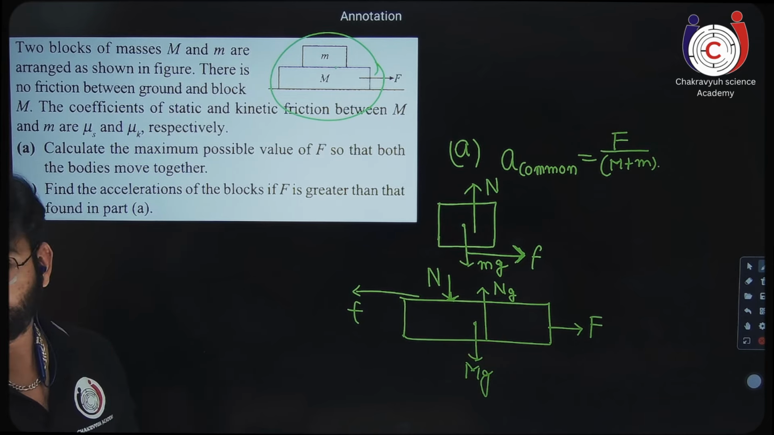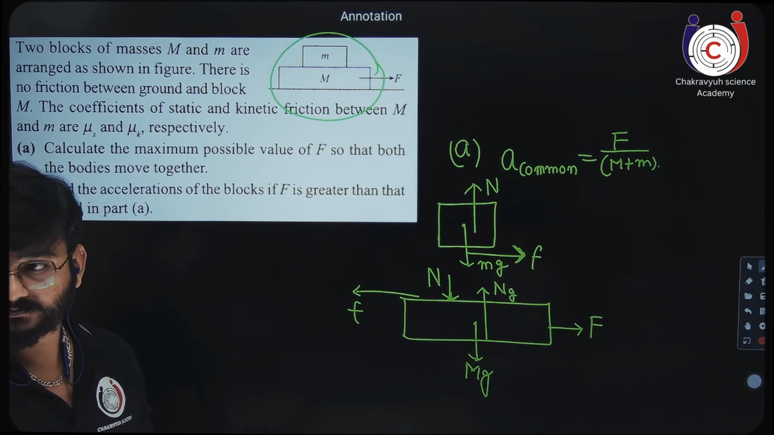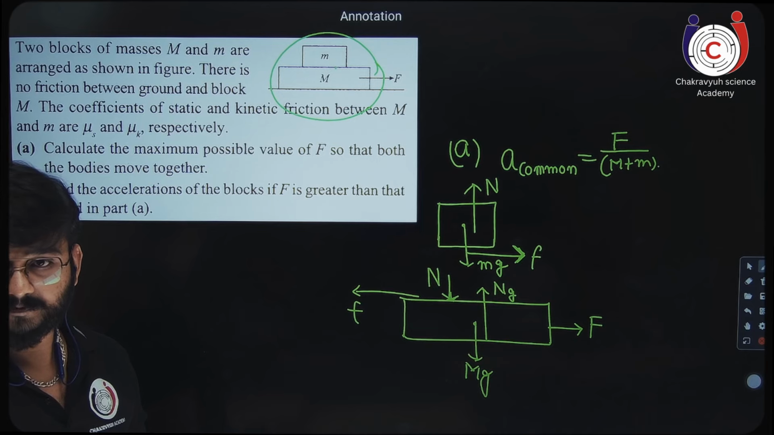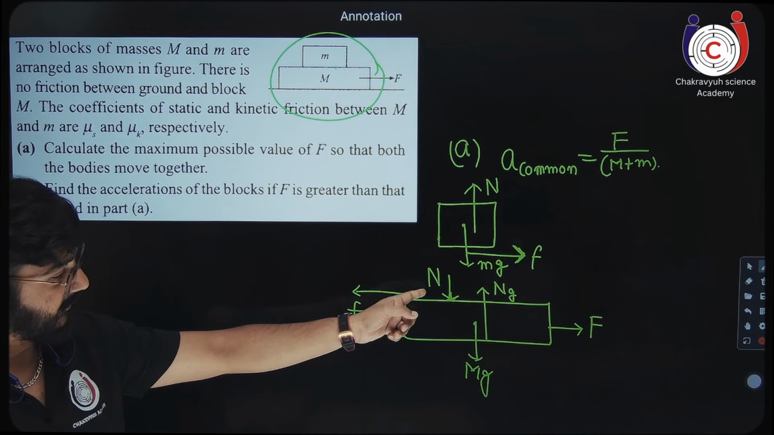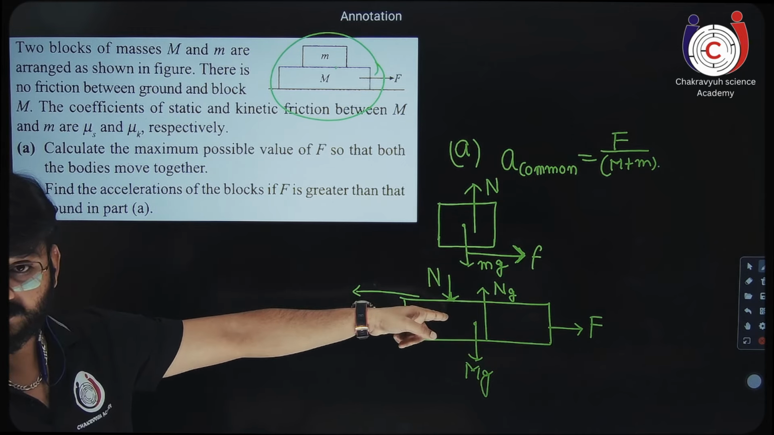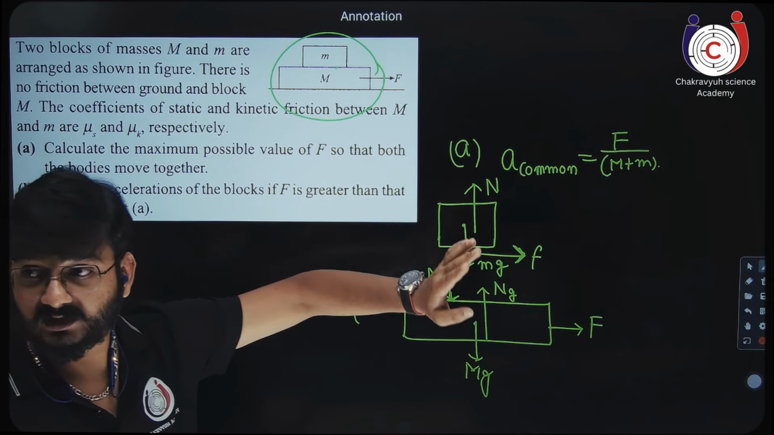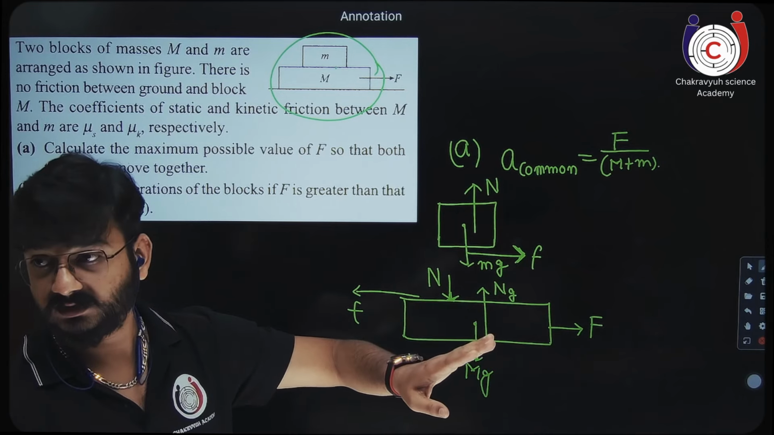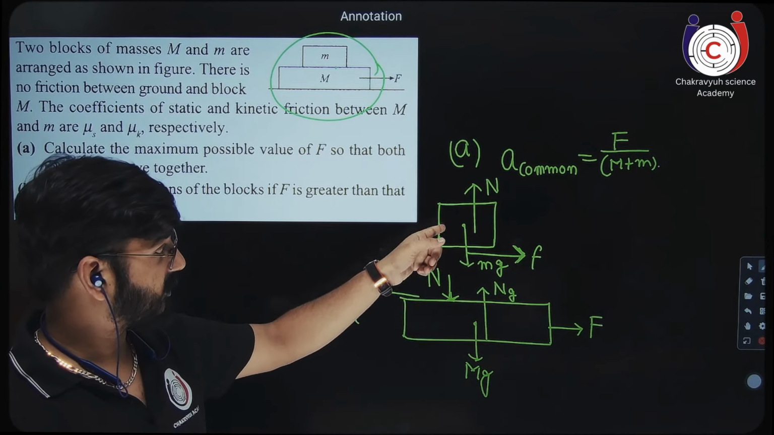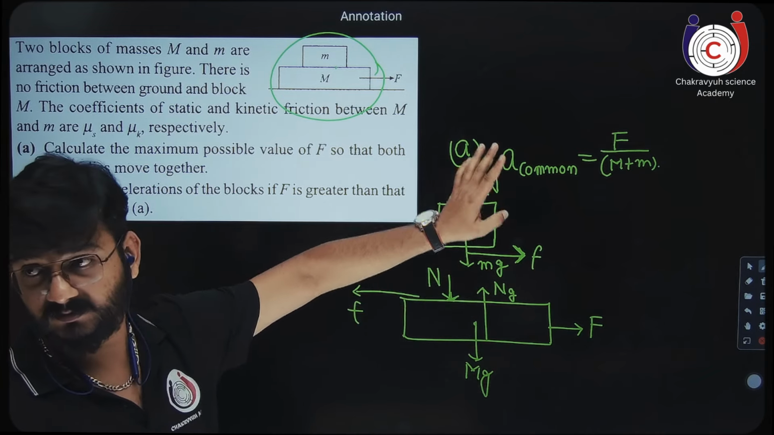All clear? Just see the free body diagram, everyone. No doubts? Can you guys see the normal? This normal is applied by which block? Small m. This normal is applied by which block? Capital M. Both are in contact, right? So wherever contact is there, there will be contact force. So this normal is applied by small m on capital M. This normal is applied by capital M on small m.